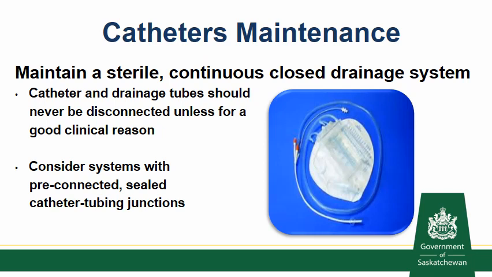It is very important that the inside of the catheter and drainage system remain sterile and continuously closed if at all possible. Avoid disconnecting the catheter and the drainage tube. This will help prevent germs from getting into the catheter system. If the drainage tubing becomes accidentally disconnected, consider the possibility of changing the catheter and tubing.